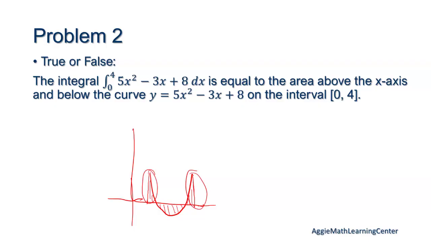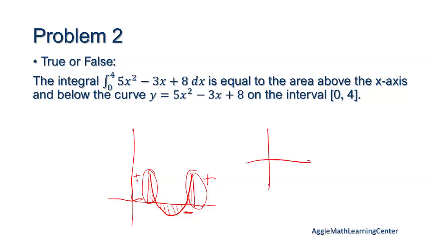So would my integral be equal to the area above and below the curve? No. My integral, I'm putting together all these values, but I'm going to be adding these values and subtracting these values. But when I'm taking the area of it, I'm just going to be adding all those values together. Does that make sense?